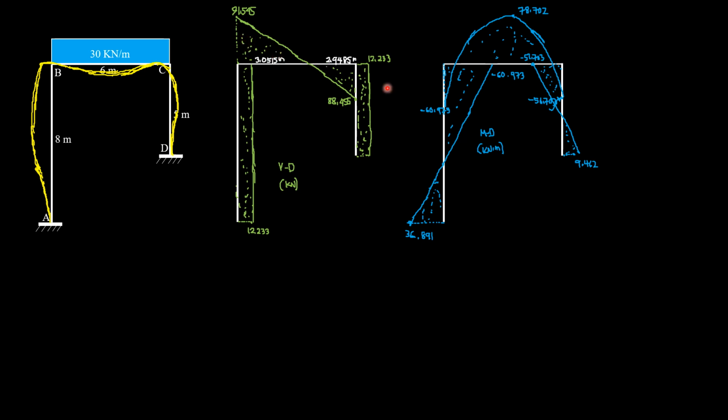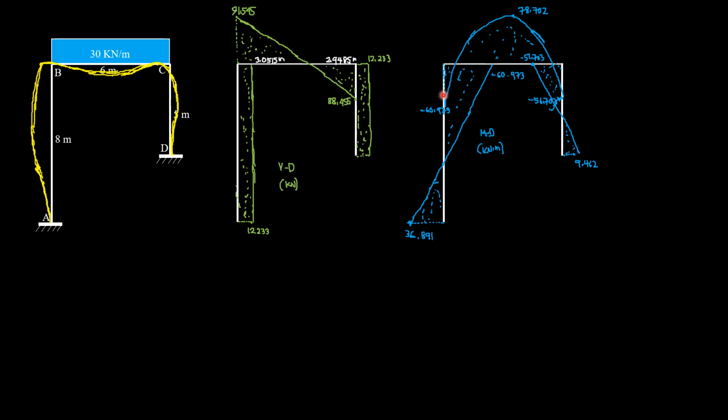These are just triangles. Then finally, we have 12.233 shear positive in that direction. So this is positive. Then minus the horizontal reaction at D, which is 12.233 to the left. So that closes. For the moment diagram, remember that MAB is in that sense, so this is the positive direction. So positive 36.891 and minus 12.233 times 8. So we have here negative 60.973.